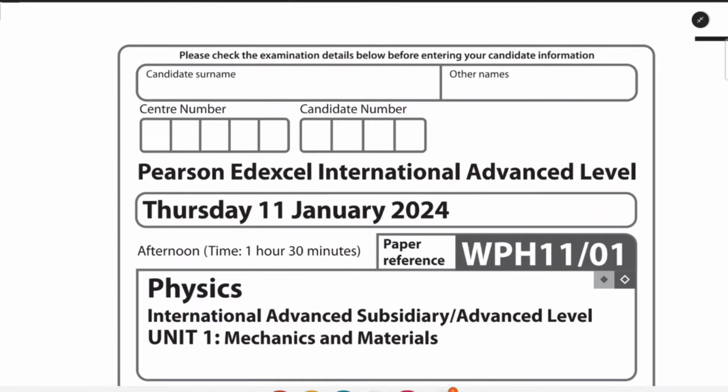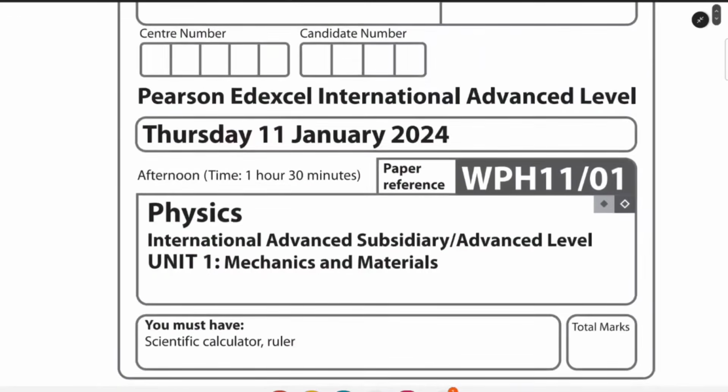Welcome to Mathematics. Today we'll be solving the Pearson Edexcel IAL January 2024 paper of Physics Unit 1.